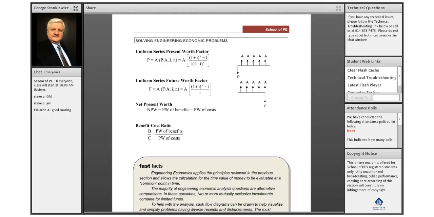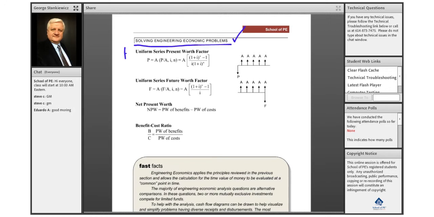Okay, so what we're moving through are the solving engineering economic type problems. This is what you're primarily going to see during the exam. These are the types, and there are four types. The first one is uniform series present worth.